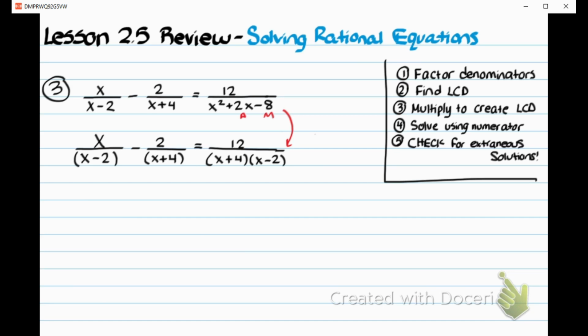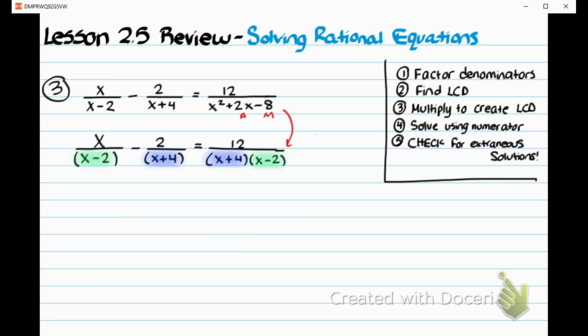Now we're going to go in and highlight. So again, play your matching game. See what they have in common. I see an x minus 2 in the first fraction and the third fraction, but it's missing in the second fraction. And I see an x plus 4 in the second fraction and the third fraction. So you multiply in the ones that they're missing.